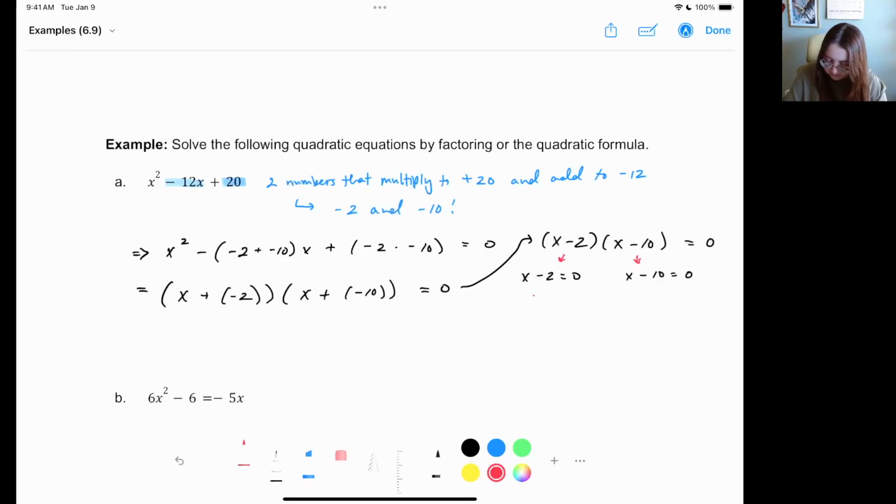So for x minus 2 equals 0, we'll add 2 to both sides. We'll get x equals 2. And for x minus 10, we'll add 10 to both sides. We'll get x equals 10. And those would be our two answers. Those would be us solving for x for our quadratic equation.